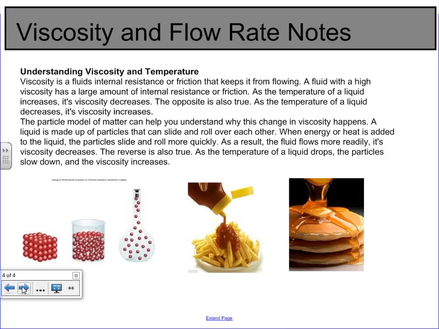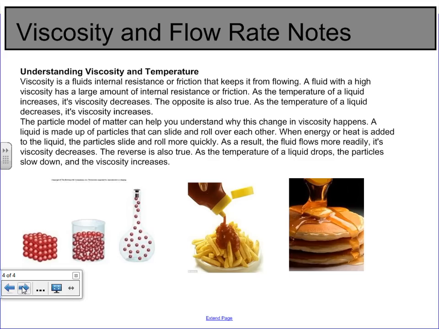So, understanding viscosity and temperature. Viscosity is a fluid's internal resistance or friction that keeps it from flowing. A fluid with a high viscosity has a large amount of internal resistance or friction. As the temperature of a liquid increases, its viscosity decreases. The opposite is also true. As the temperature of a liquid decreases, the viscosity increases.